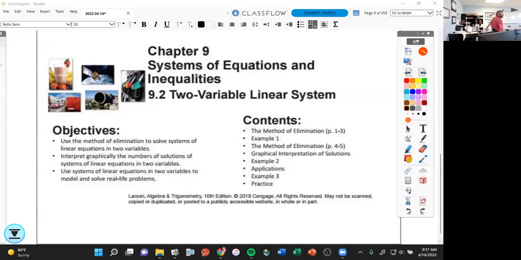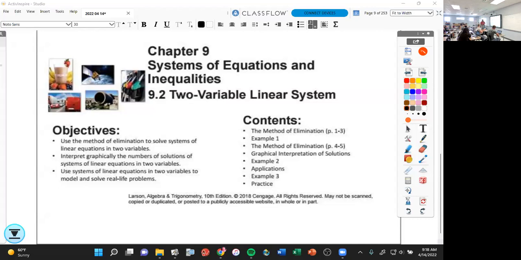9.2, two variable linear systems. The other day we did 9.1. We talked about solving systems, both linear and nonlinear, by using two different methods. What two methods did we talk about in 9.1 to solve a system? Substitution and graphing. Okay, so today we're going to talk about solving them by using elimination.